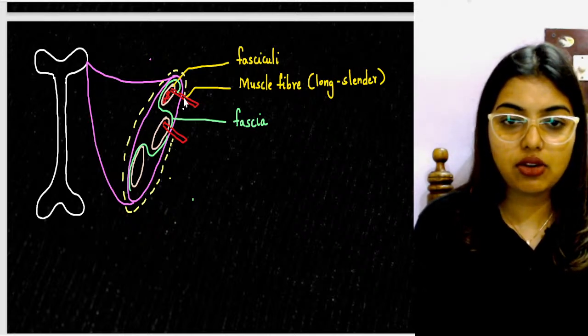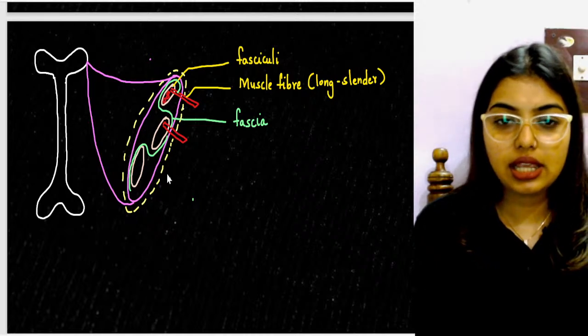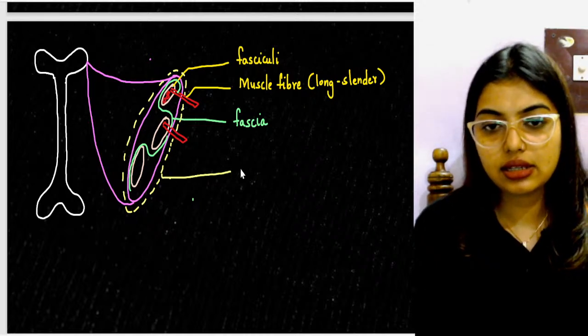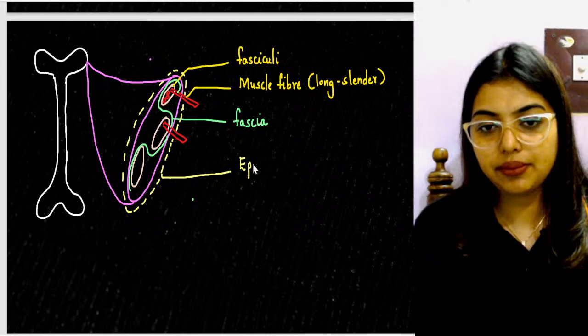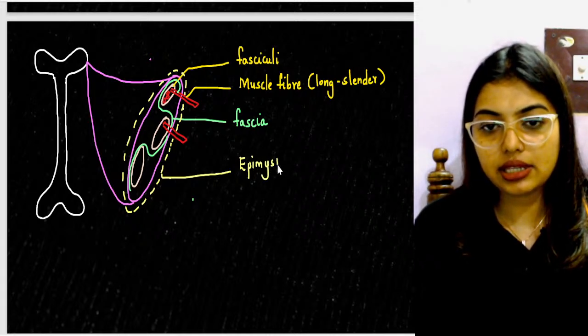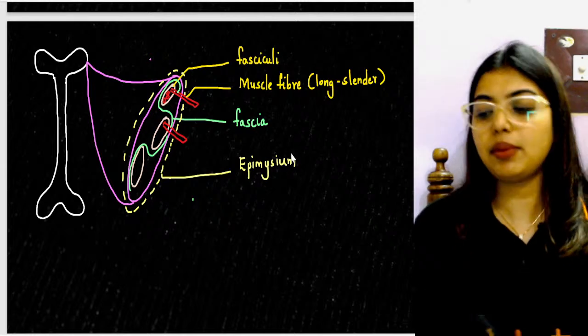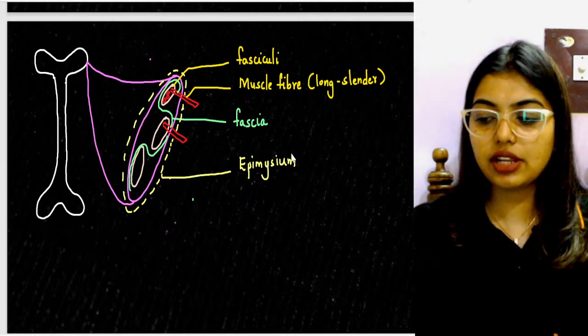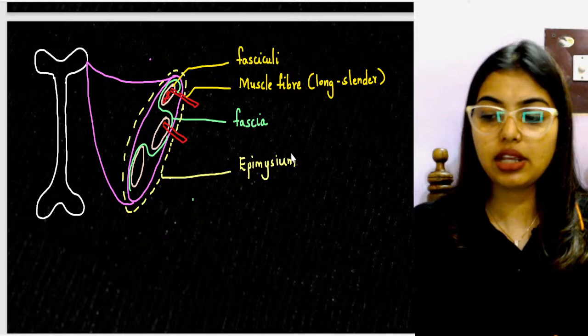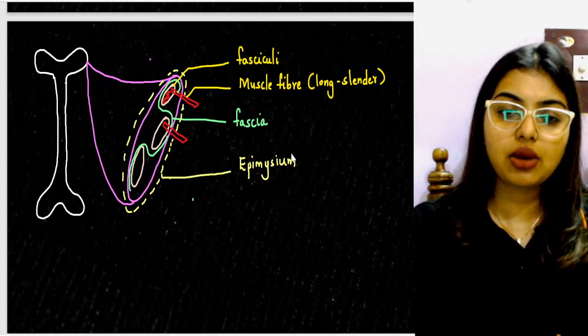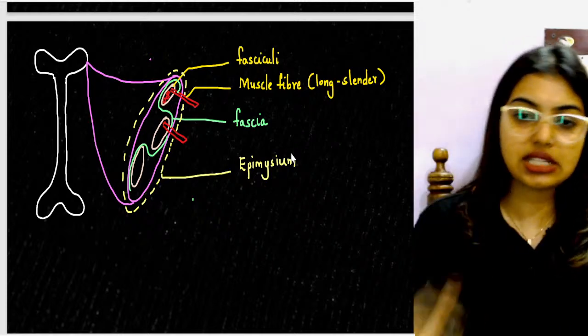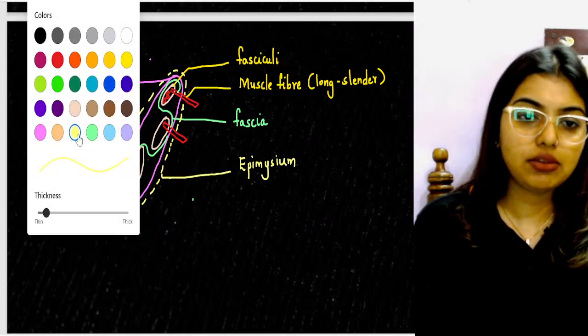The covering of the entire muscle is called epimysium. Epimysium. The covering of the entire thing is going to be called epimysium. And inside, that's the first layer. One transparent layer will be there.